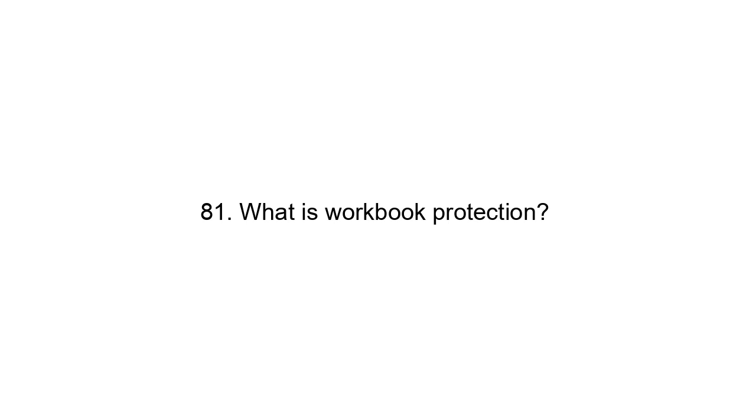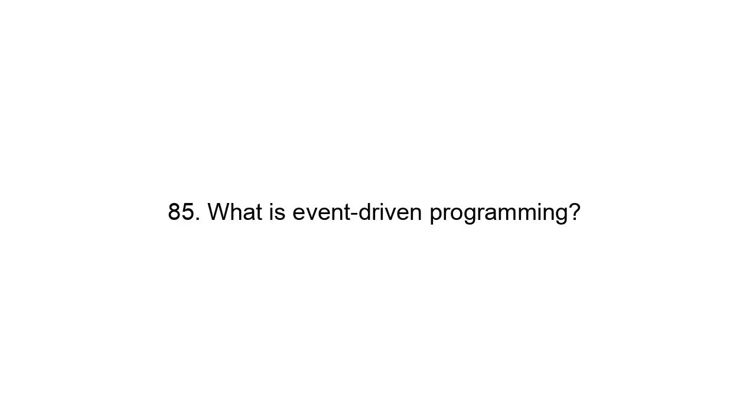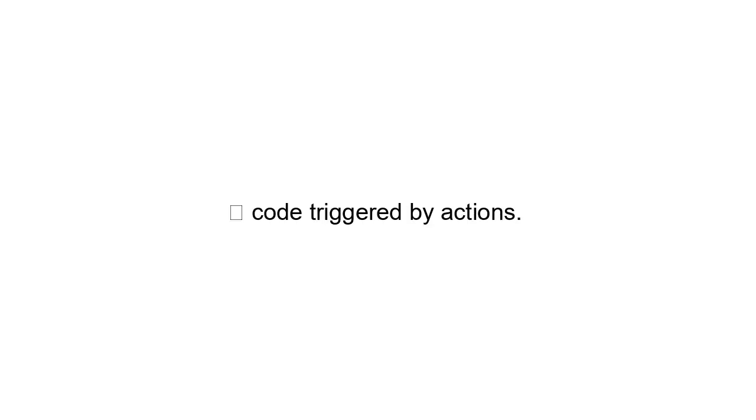81. What is workbook protection? Restricting editing. 82. What is sheet protection? Locking worksheet content. 83. What is VBA security? Protecting macros with a password. 84. What is digital signing? Verifying macro authenticity. 85. What is event-driven programming? Code triggered by actions. 86. What is the Application object? The top-level Excel control object.